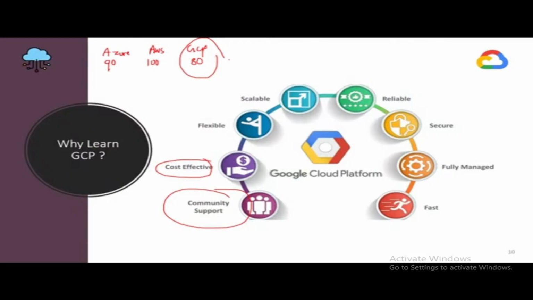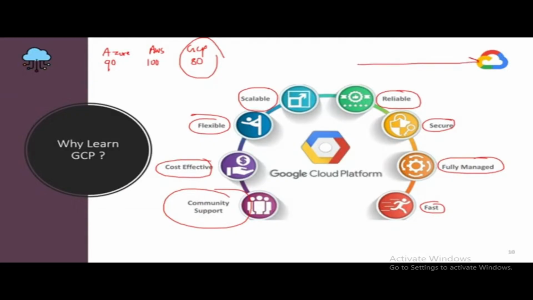So it is a cost-effective solution with the same availability, the same scalability, the same flexibility. You get all the features similar to the other cloud platforms, like flexibility, scalability, reliability, security, and fully managed services also. The interface is very simple and easy to use. I'll show you the interface as well. It is very simple compared to Azure and AWS. Such features are provided at a lesser cost. So that's the reason most of the companies started using the Google Cloud Platform.